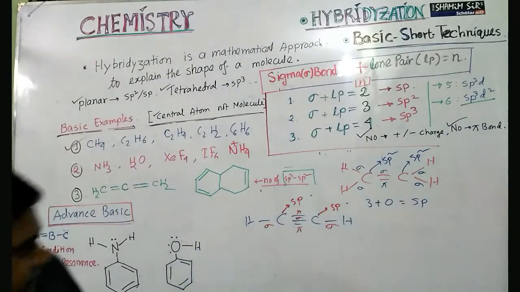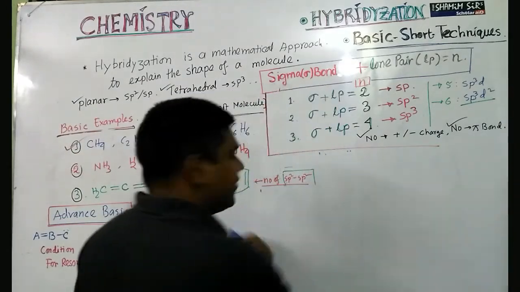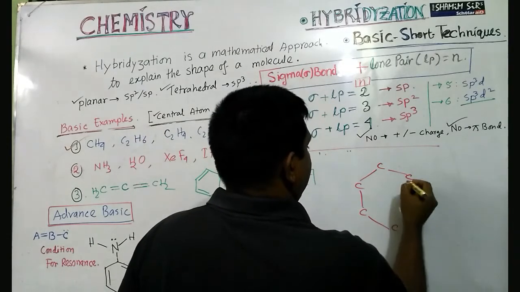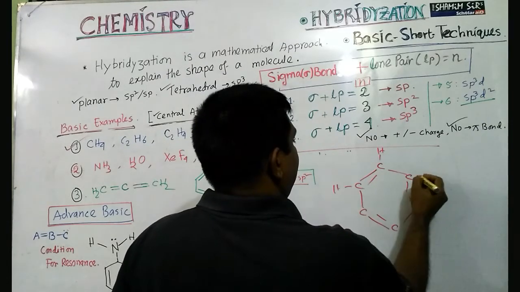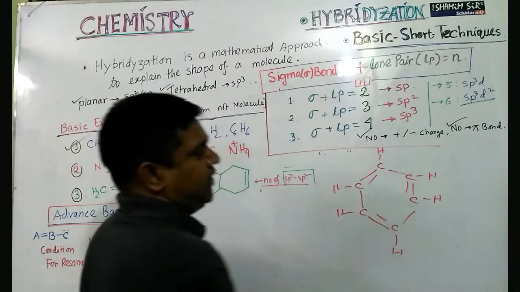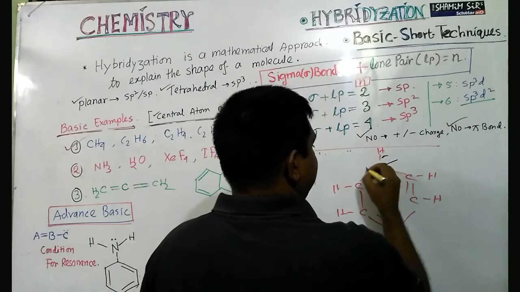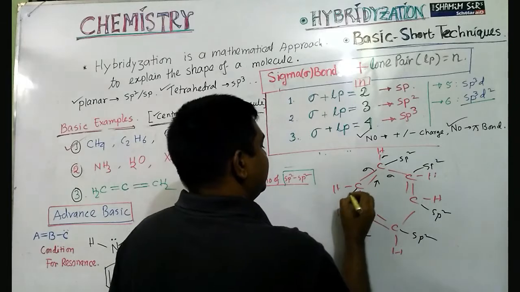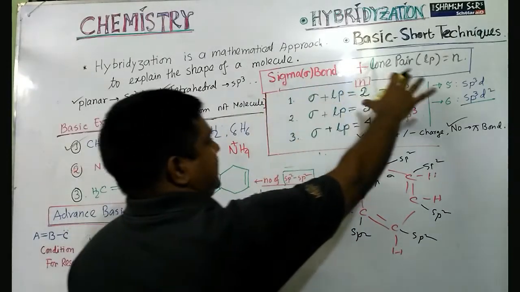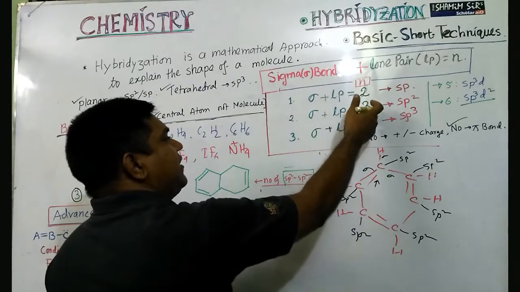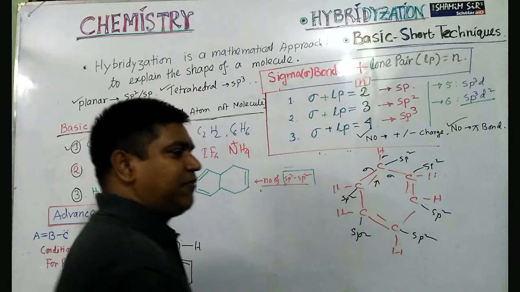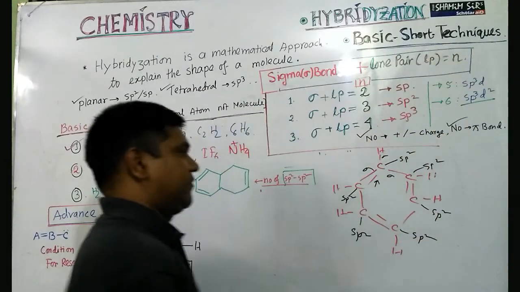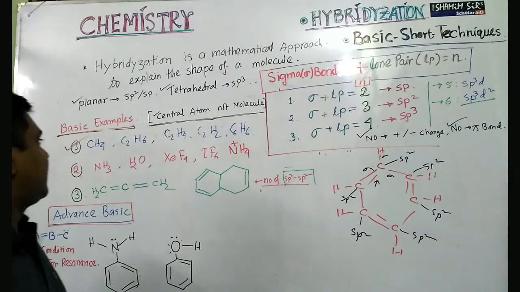C6H6 is the structure of benzene. If you draw the structure of benzene, we can easily say six carbons are all sp2. Like this: sigma, sigma, sigma, pi will not be counted, so sp2, sp2, sp2, sp2, sp2. So if you can follow this concept, sigma plus lone pair and the number associated with this hybridization, it will be a great help for you to find the hybridization. This short technique is very helpful, and it will be of great use for you in the exam.